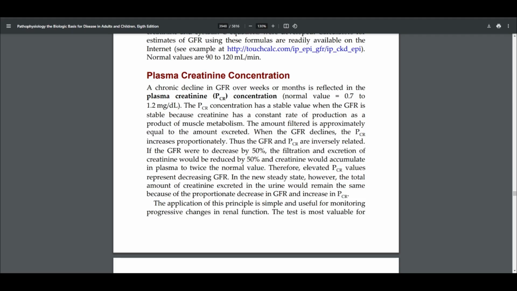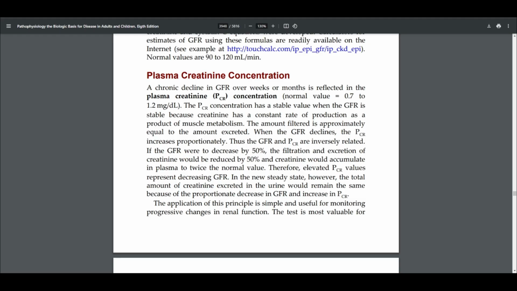If the GFR were to decrease by 50%, the filtration and excretion of creatinine would be reduced by 50%, and creatinine would accumulate in plasma to twice the normal value. Therefore, elevated plasma creatinine concentration values represent decreasing GFR. In the new steady state, however, the total amount of creatinine excreted in the urine would remain the same because of the proportionate decrease in GFR and increase in plasma creatinine concentration.